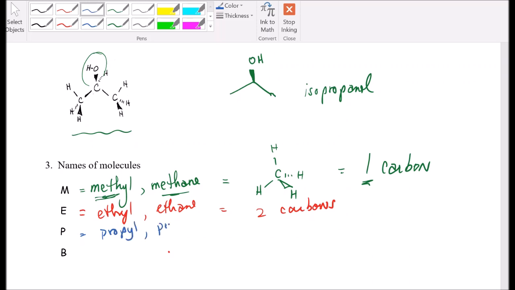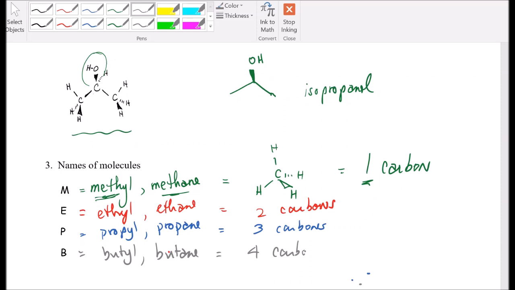Third letter is P. That stands for propyl or propane. Should remember propane from sophomore chemistry. 3 carbons. Propane is a nice fuel, C3H8. You transport that in canisters, pressurized canisters, so it's a portable fuel for barbecues and lanterns and the like. And the last letter is B, and this stands for butyl or butyl. Butane is also a common fuel, portable fuel, and this will have the indication of 4 carbons.